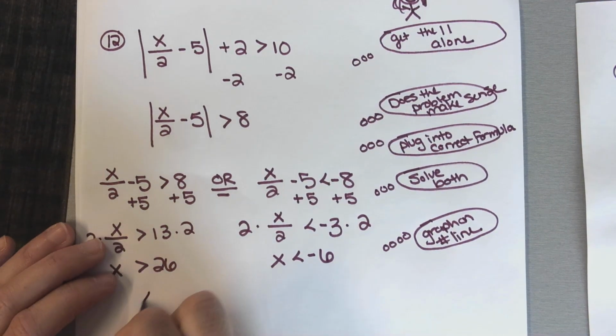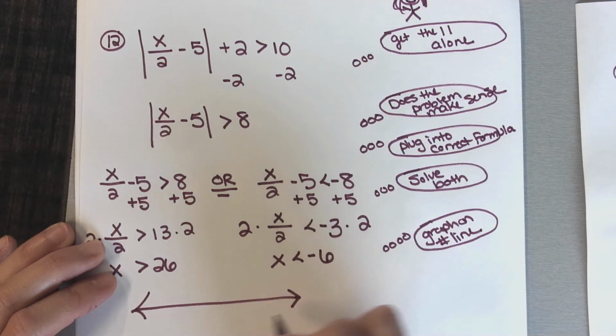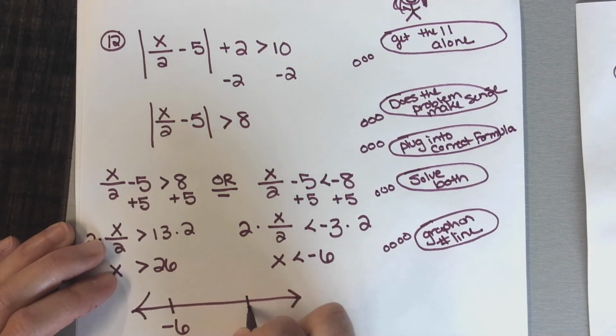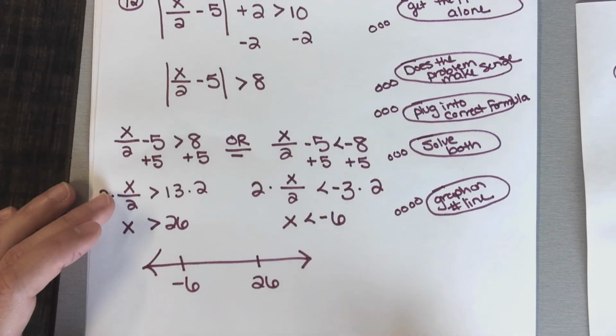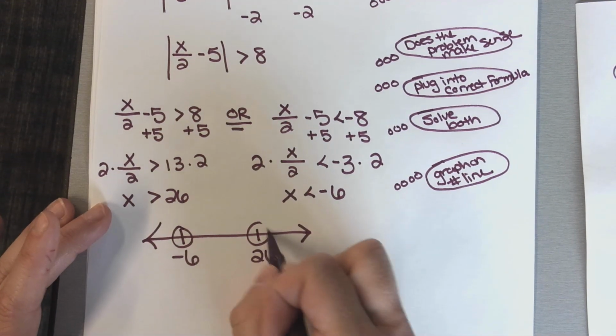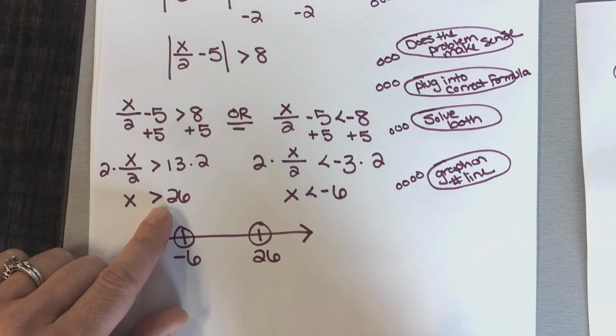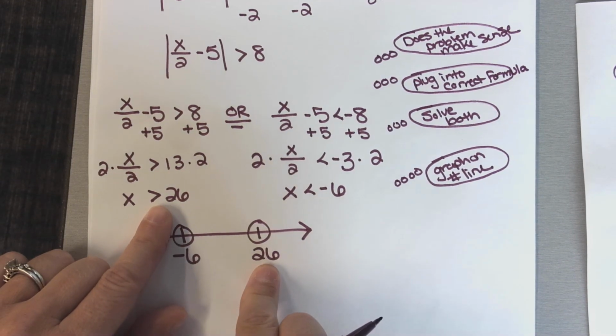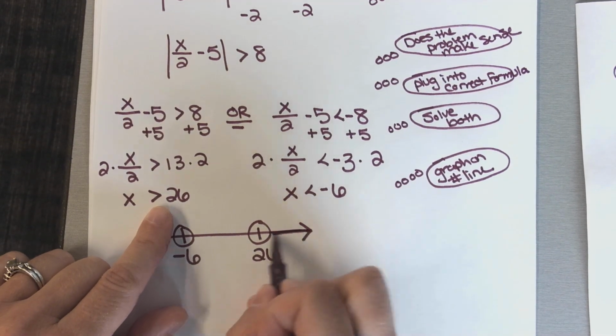Okay, here's my number line. Again, I'm not going to make you put all the things on it. Here's negative 6. Here's 26. Open or closed circles? Open. Okay. This one says bigger than 26. So here's 26. Which way should I shade? To the right, to the right.